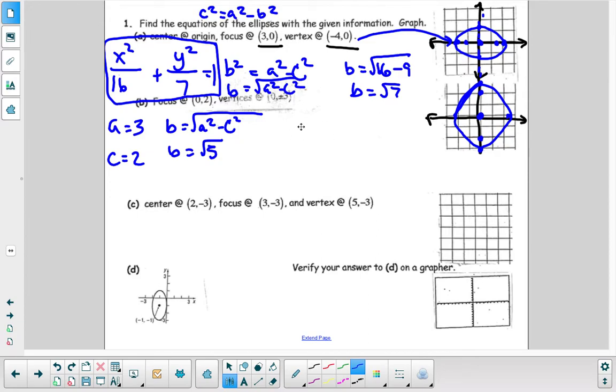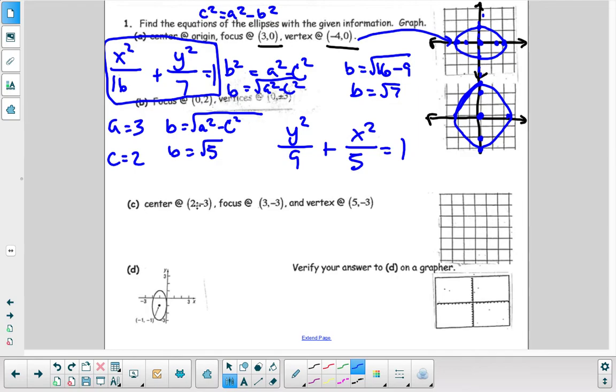Center's still 0, 0, so I'm going to play with the correct orientation according to your notes. So since A is attached to Y in this case, because it's stretched vertically, it is y squared over 9 plus x squared over 5. And that equals 1.